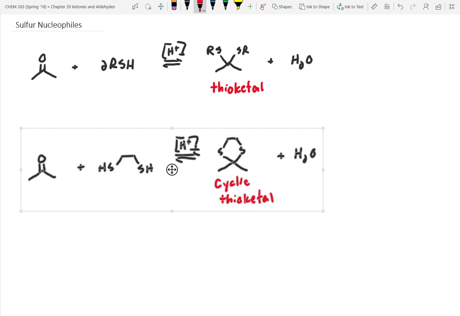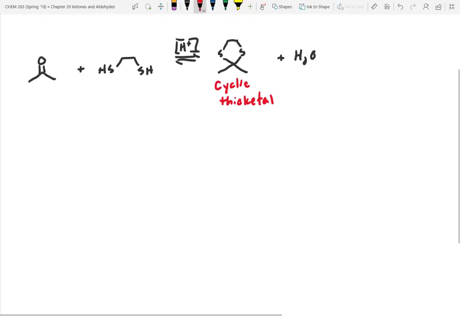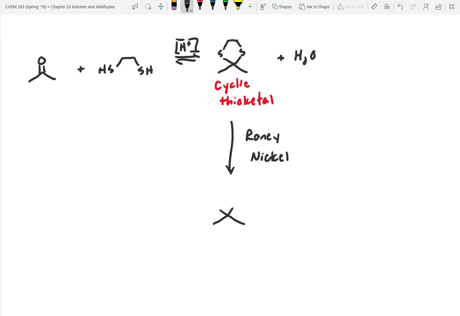The neat thing with the cyclic version is you can treat this with a very special reagent called Raney nickel. And when you do that, you can actually pop off the sulfur groups and exchange them for hydrogens. And this mechanism isn't even covered in our textbook. It's fairly complicated. That should be R-A-N-E-Y. And what Raney nickel is, it's a nickel aluminum alloy.